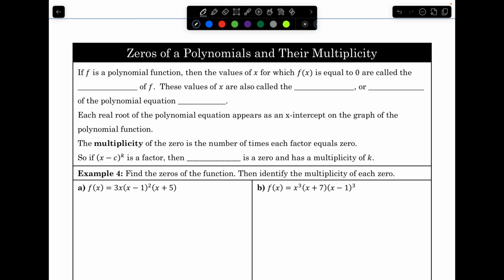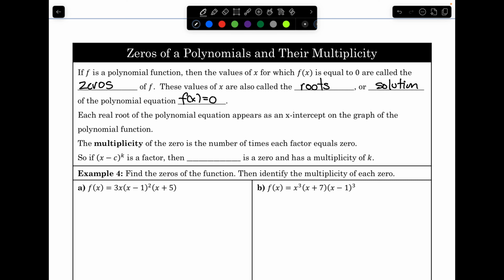Now, recall that a zero is simply the value of x, or the x values, in which f of x is equal to 0. So again, we call those zeros. Some places we also refer to these things as roots, or as the solution to the equation f of x is equal to 0. So whatever x values make the function equal to 0.